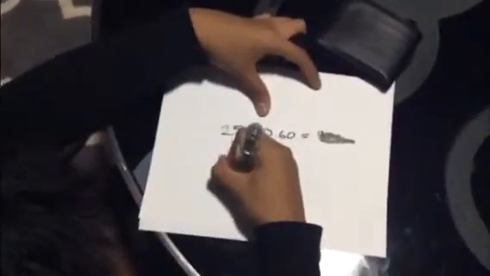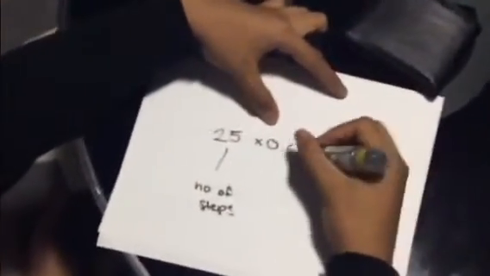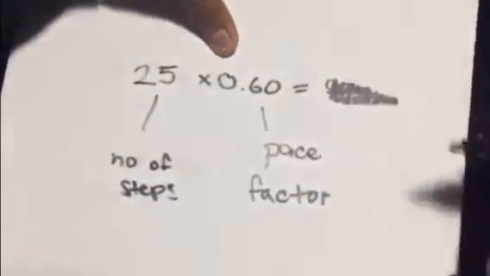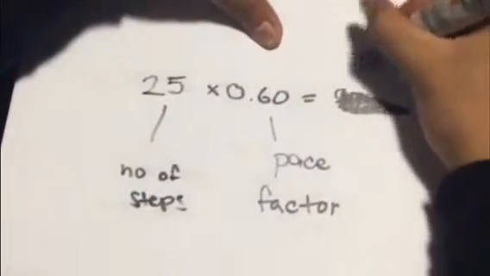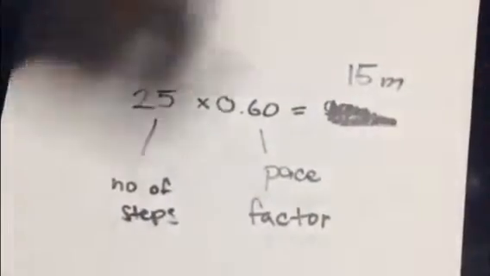I made 25 steps, and my pace factor is 0.60. If we were to multiply this, we would see that the length of the lake is 15 meters.